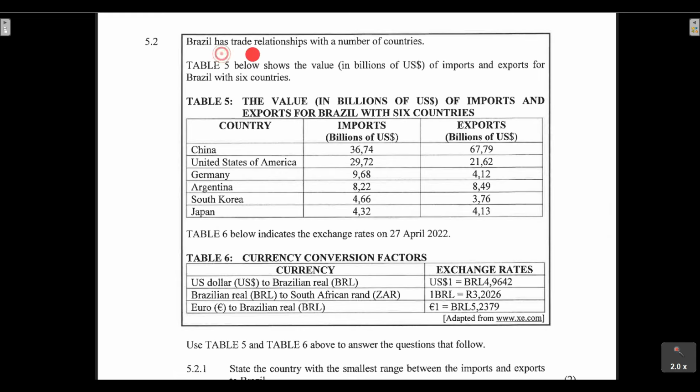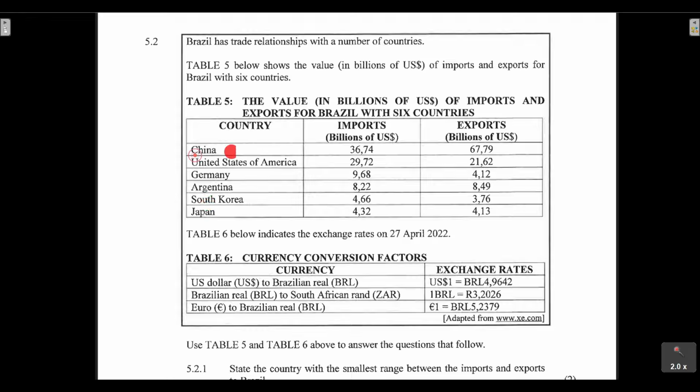It says Brazil has trade relationships with a number of countries. Table 5 below shows the value in billions of US dollars of the imports and exports for Brazil with 6 countries. So this table basically shows us the value in billions of imports that Brazil makes with 6 different countries and exports that Brazil makes with 6 different countries. Those countries are China, the United States of America, Germany, Argentina, South Korea, and Japan.